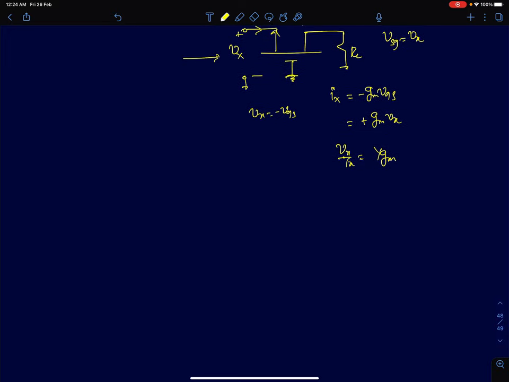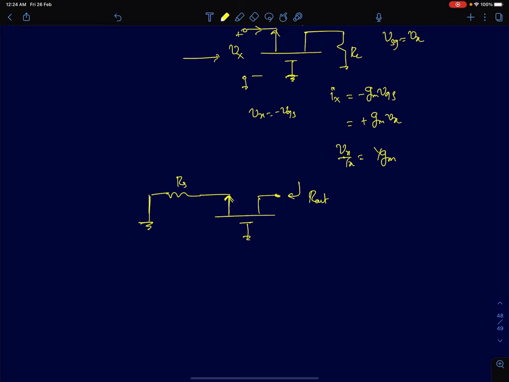Now the next question is finding output resistance. So we'll try to find the output resistance in the presence of, if R0 is infinity. We'll try to see what will be the output resistance. So for measuring output resistance, we short circuit the input and look at that output terminal of interest.